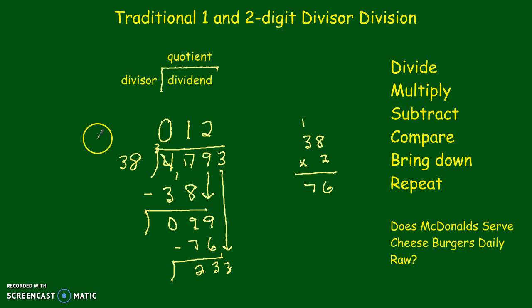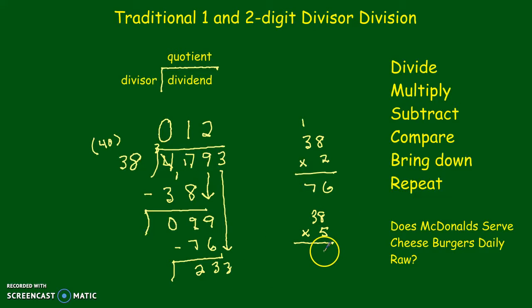One thing I like to do when I have problems like this is I like to do some rounding. So 38 is close to 40. And I'm going to look at the first digit here, 4, and the first digit here, 2. So 2 divided by 4, I can't do that. So I'm going to look at 23 divided by 4, and that's 5. So I'm going to start by trying 38 times 5 and see how close that gets me to 233.